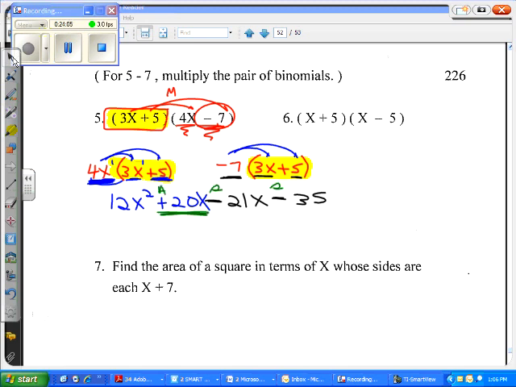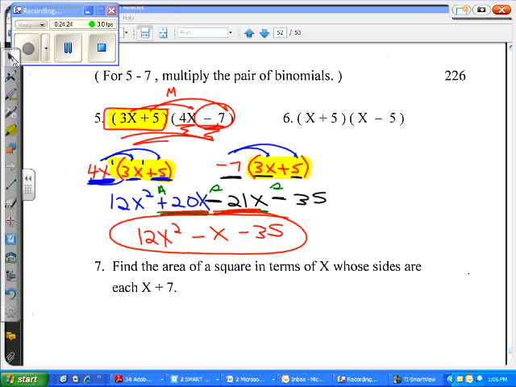We now have some like terms in here. We have an addition and a subtraction and a subtraction. And when it's down to addition and subtraction, we search out and combine like terms. And so we're going to get 12x squared, 20 positives and 21 negatives. There's one more negative than positives. We're going to have a negative 1 understood x minus 35.